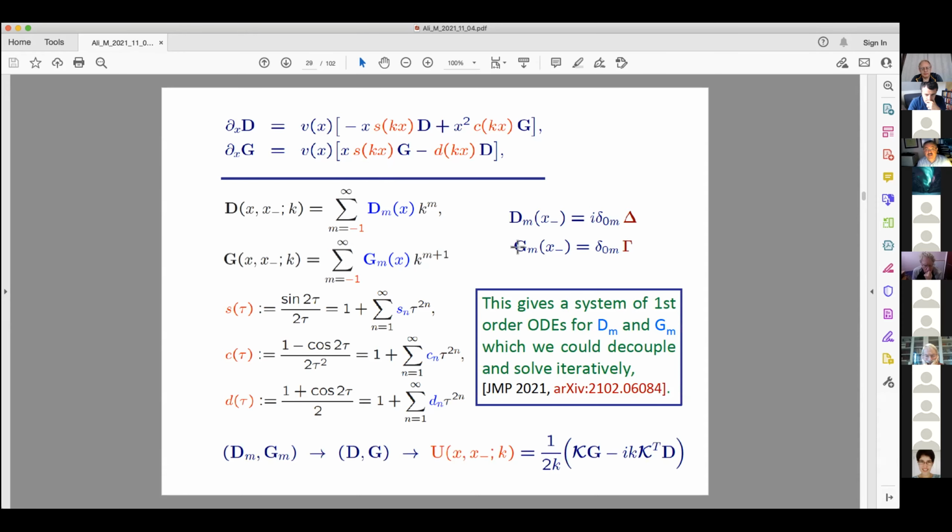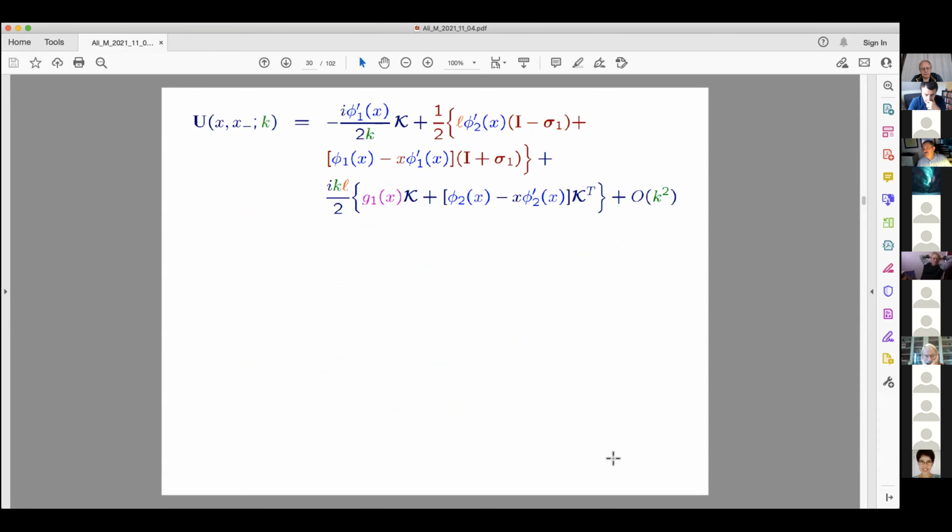Now, once we have dm and gm from the coefficients, we get these matrices. From these matrices, we can get U using this formula. And this is the first 3 terms of that expansion. It looks a little complicated, but the details are not very important. The first term is the term which goes like 1 over k. The red terms, in braces, are constant, order 0, and then this is the linear term.